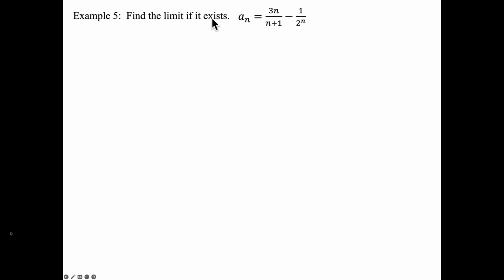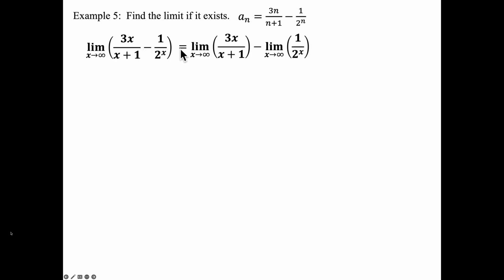So find the limit if it exists for a sub n is equal to 3n over n plus 1 minus 1 over 2 to the n. So again, I'm going to use my function notation. And let's see, because I'm subtracting, I will separate the two limits. And now I'll evaluate each one separately.